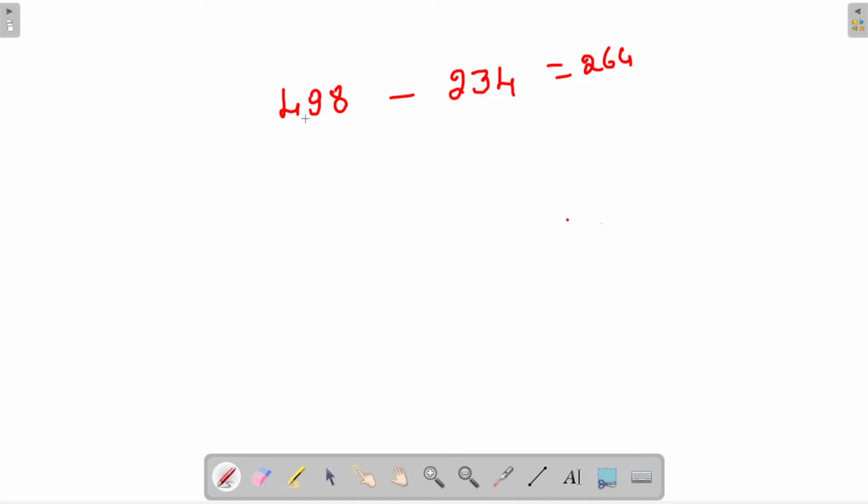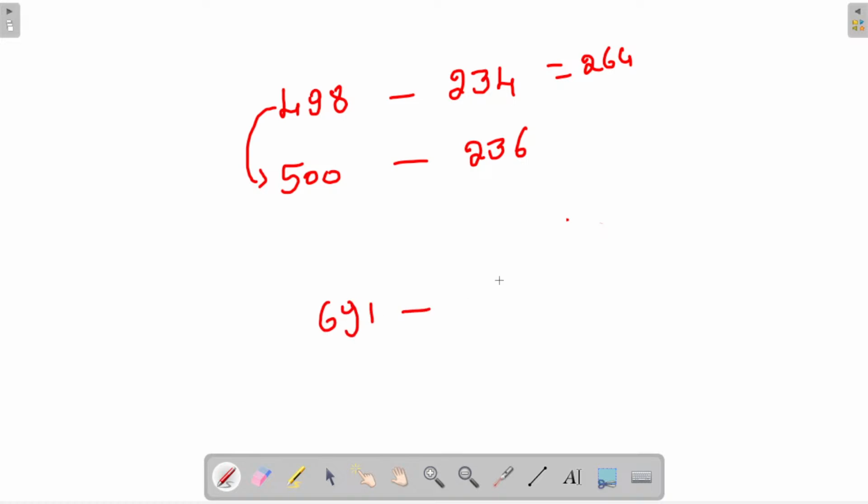I don't want 498. I want a beautiful number. Can I write this number as 500? Right, because I'm increasing 2 rupees. If I increase here, the concept is very simple, here also I have to increase, 236. This I am going to subtract. This is one way. Okay, another way.